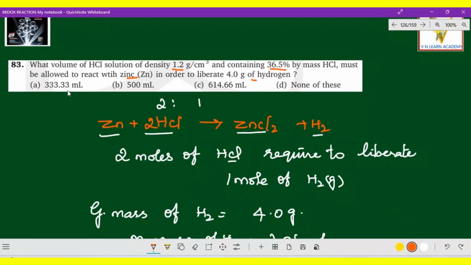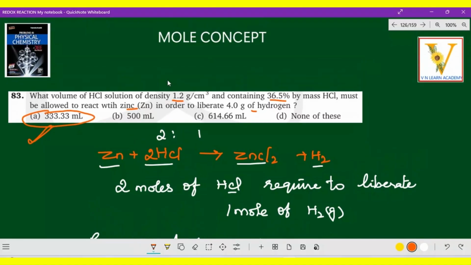333.33. So here ml only I just mentioned. See the answer, it is here. I hope you got the clarity. Now which is the correct option? Option A is the correct option. I hope you got an idea how to solve this question. Come on, let's go to the next question.